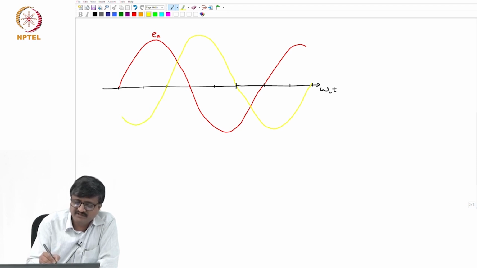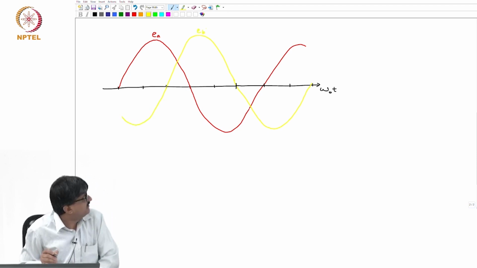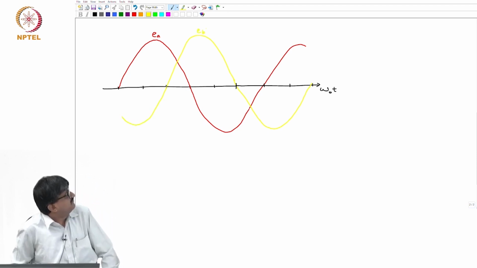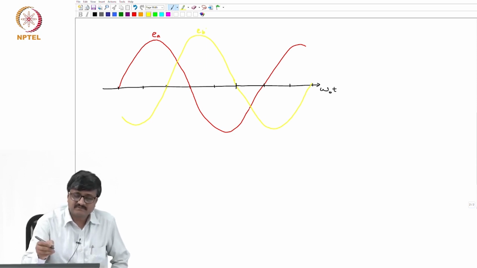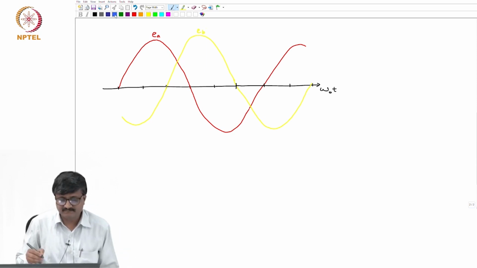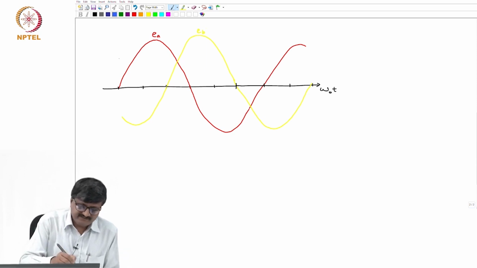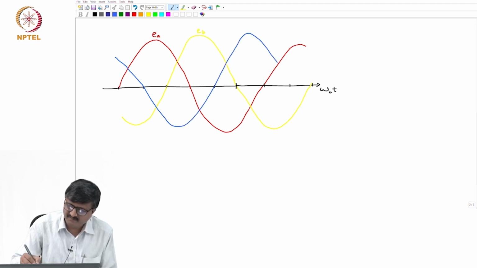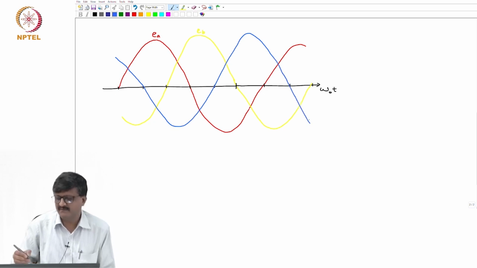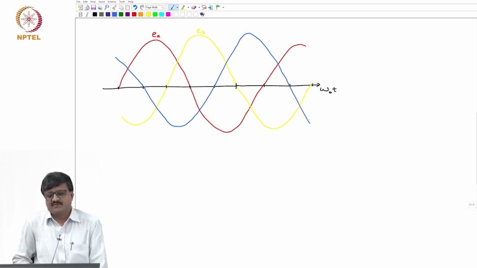So, this is EB. Is the yellow line visible? Okay. Then EC lags EB by 120 degrees. Okay.